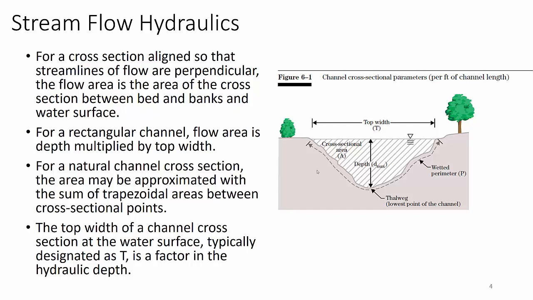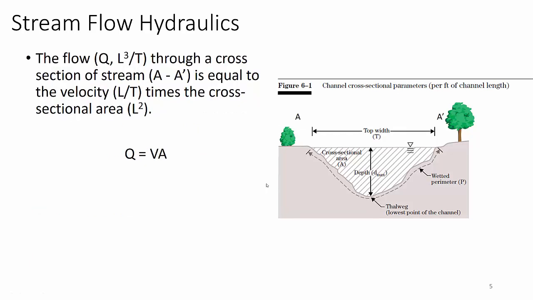The top width of a channel cross-section is the water surface, typically designated as T, and it's a factor in hydraulic depth. So all of these definitions show up later. Area A, D max, wetted perimeter P, top width T. Notice that we're using the same letters. It's confusing because P is precipitation in our watershed hydrology. So you have to understand the context for the use of these letters.